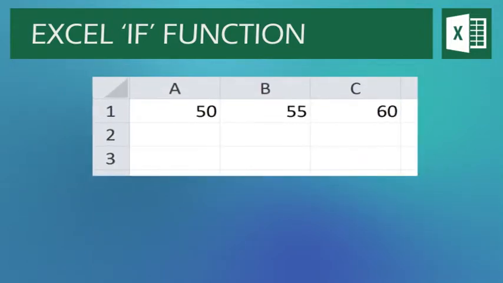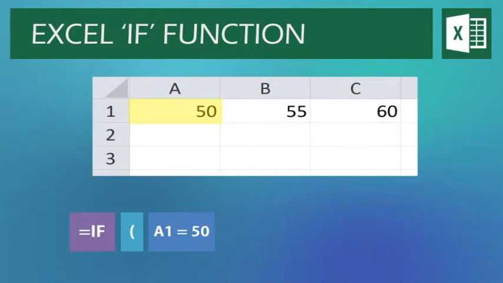In this example, I want to know if the value in cell A1 is equal to 50. As this is the if function, I need to start with equals if, then open brackets. Remember, the first thing we need to tell Excel is the test. In this case, I want to test to see if cell A1 is equal to 50. Therefore I type A1 equals 50.